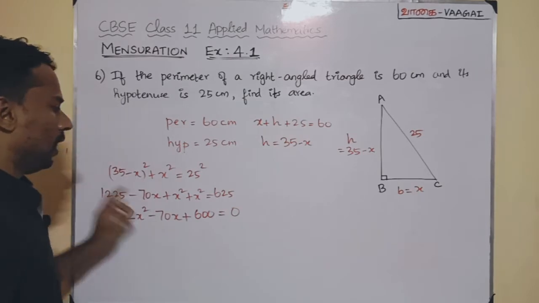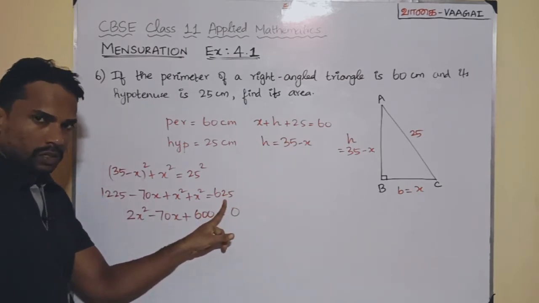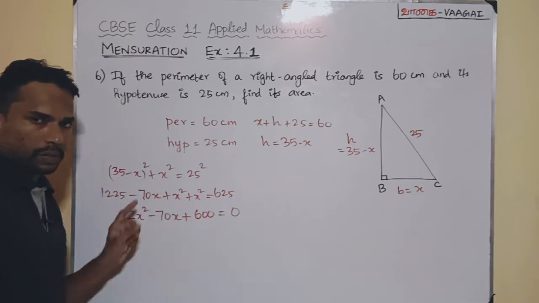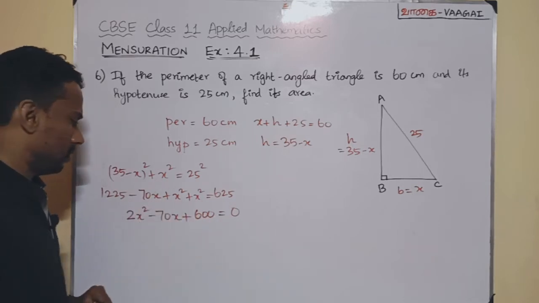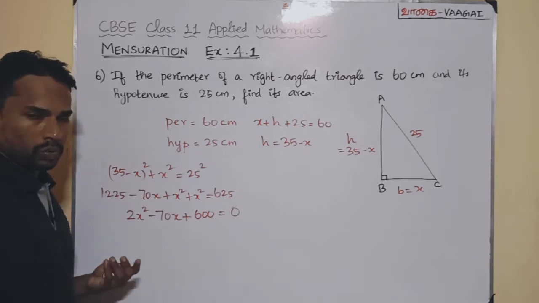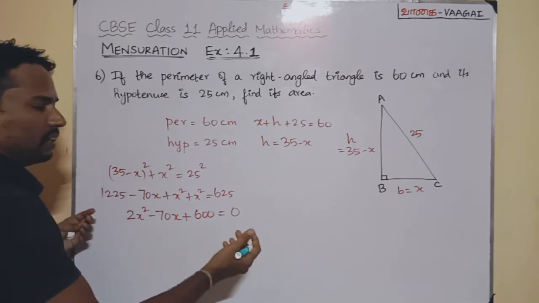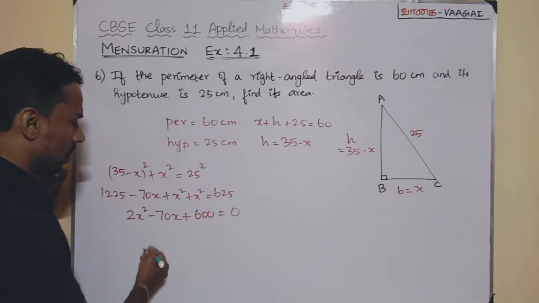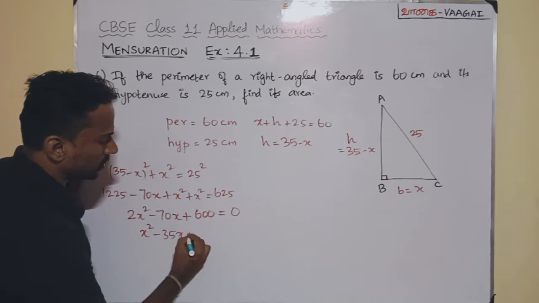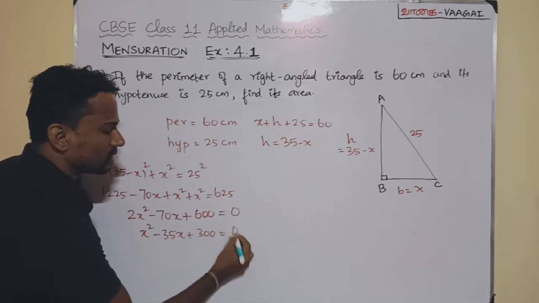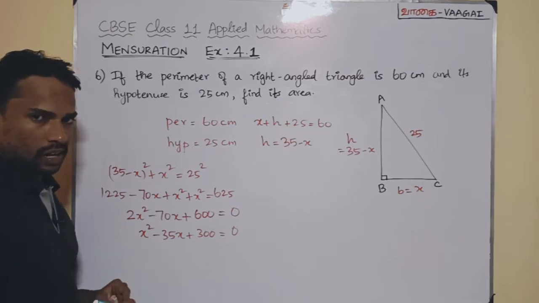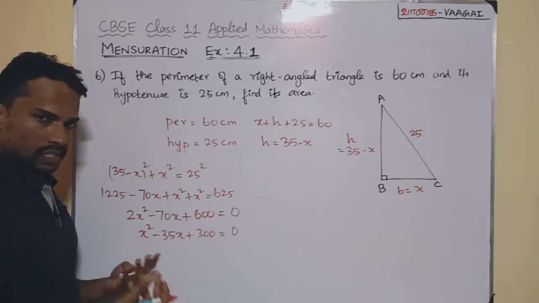That's it. I am trying to bring this 625 to the left hand side itself, so that I am getting this. I am just subtracting numbers. I am getting plus 600. Now see this entire equation, I can divide the entire equation by 2. So when I divide the entire equation by 2 on both the sides, left hand side I will be getting x square minus 35x plus 300 is equal to, right hand side will be again 0 only.